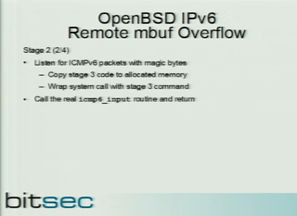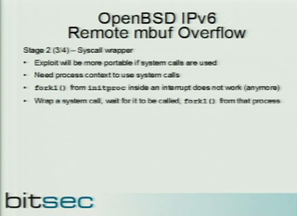The backdoor, as I said, listens for ICMP6 packets which have magic bytes in the beginning of the payload, indicating that this is a backdoor command. Once such a packet is spotted, we simply copy the stage 3, the command, to memory that we allocate, and then wrap a system call with this memory block. And then call the real ICMP6 input function and return.